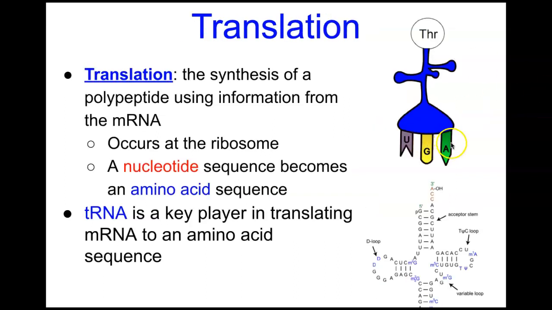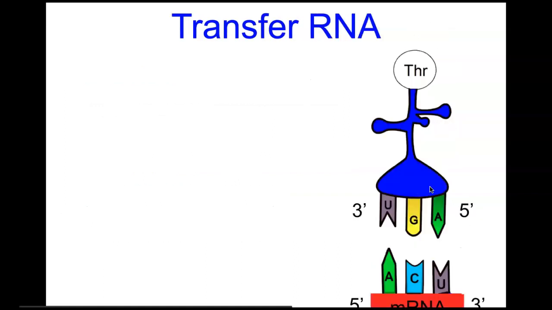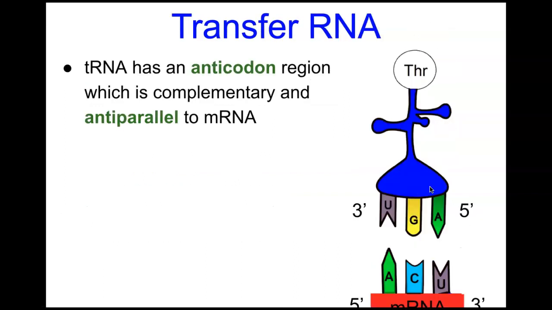If you look at tRNA here, you're going to have the anticodon that's going to match up with the messenger RNA's triplet code that we refer to as a codon. Up here at the top of the transfer RNA molecule is where we have that amino acid attachment point. So you have a bunch of these little hairpin loops. Down here is the anticodon end, and up here is where that amino acid would attach. So tRNA has an anticodon, and the anticodon region is complementary to and antiparallel to the messenger RNA.